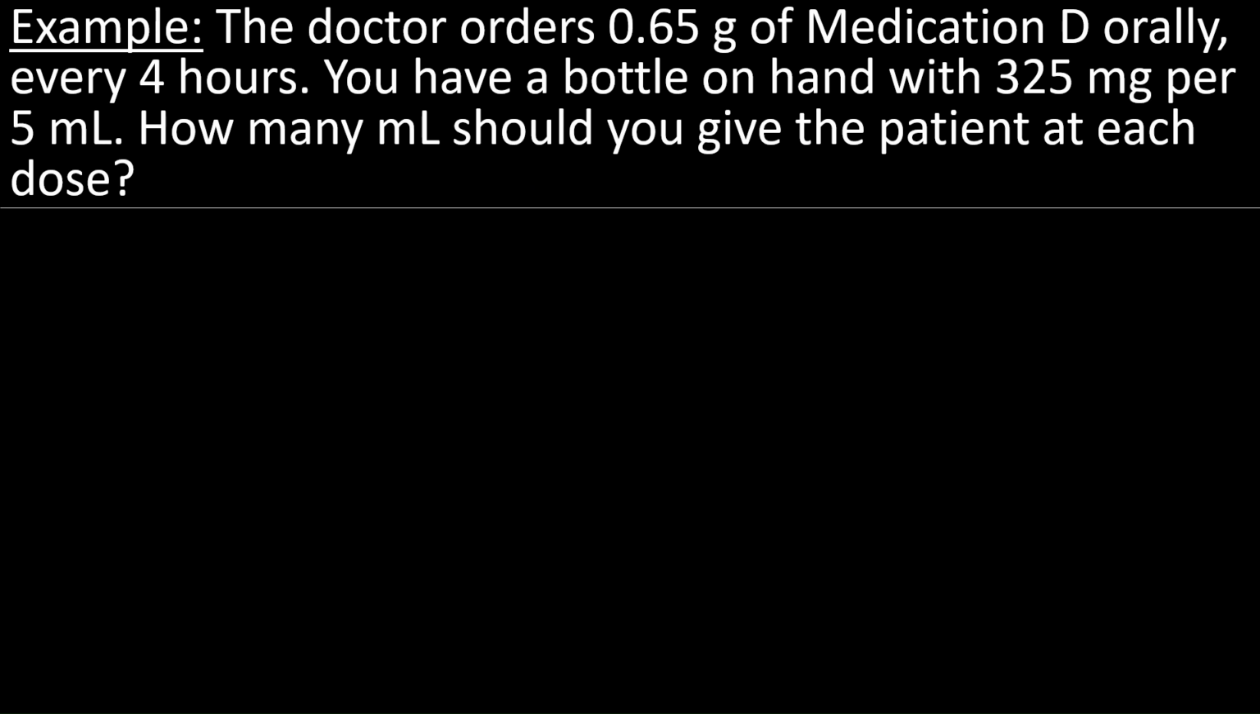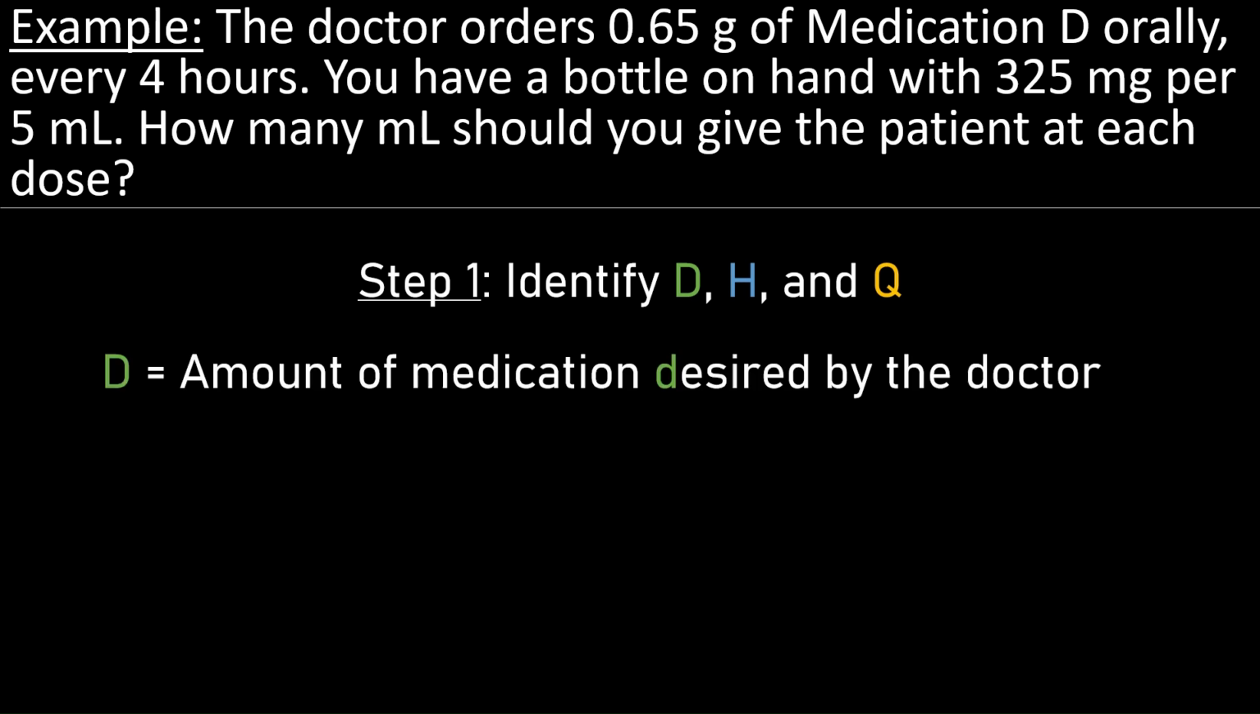The doctor orders 65 hundredths of a gram of medication D orally every 4 hours. You have a bottle on hand with a liquid suspension of 325 milligrams for every 5 milliliters. Our objective here is to find out how many milliliters we give the patient at each dose. So let's start with step 1 and identify our variables.